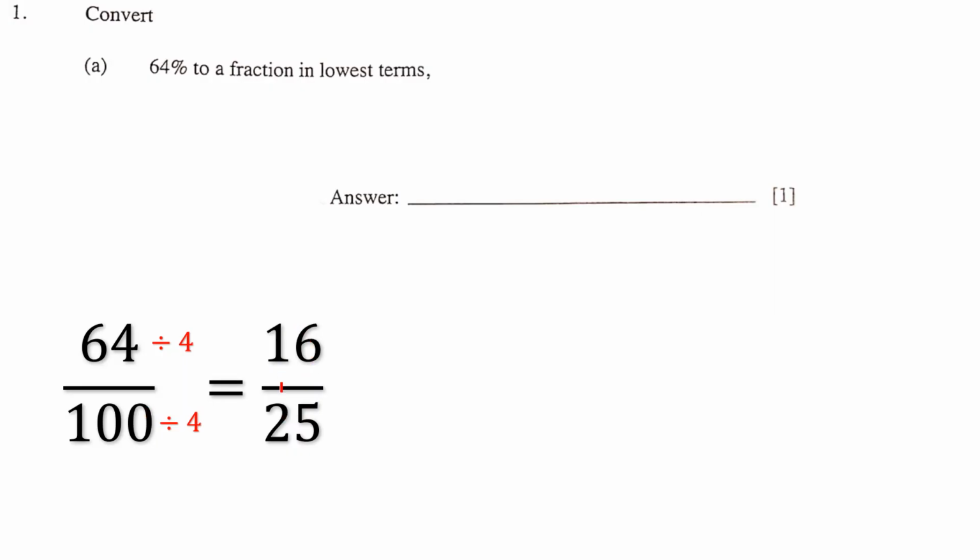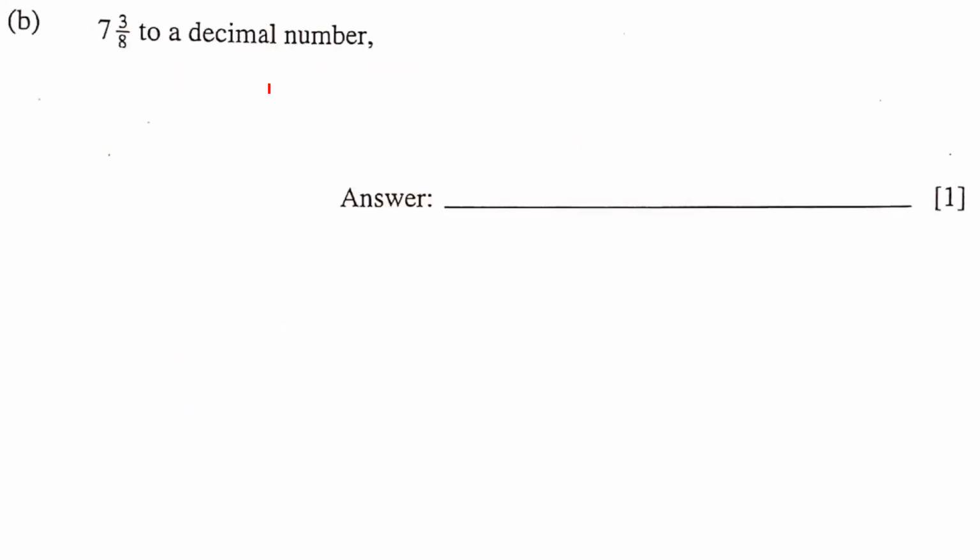And so here, this is definitely in lowest terms because there's no number besides 1 that can go into both 16 and 25 without leaving a remainder. And so this fraction is definitely in lowest terms. So the answer to this question is 16 over 25. Now let's look at question 1b.